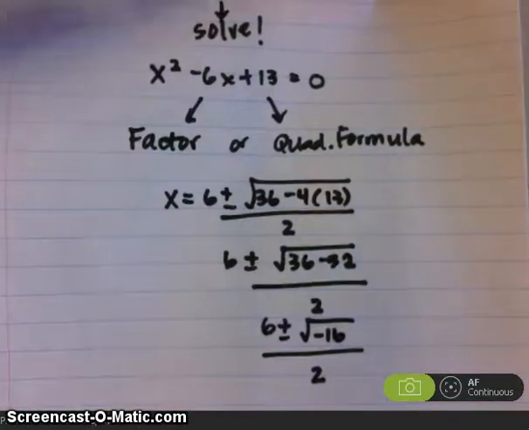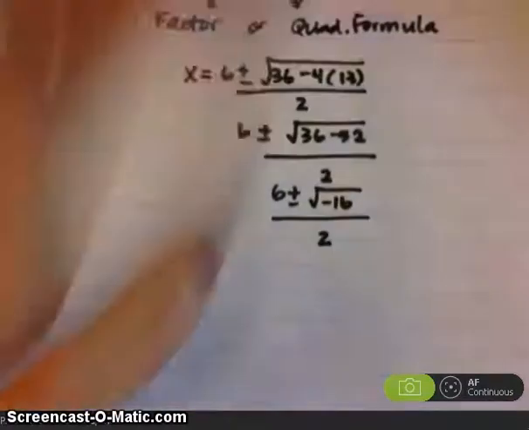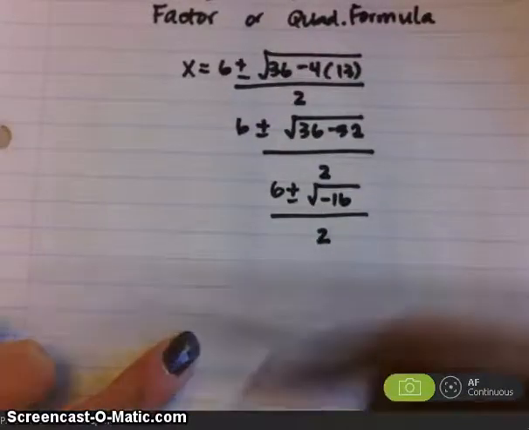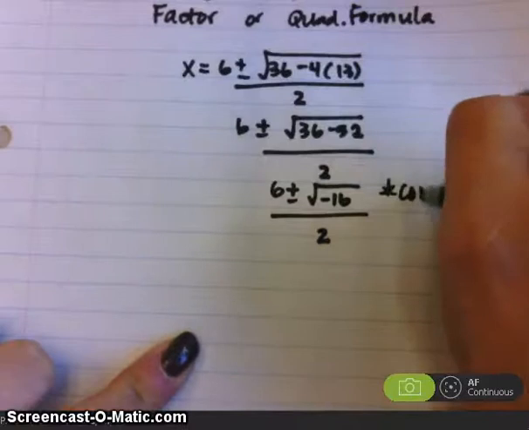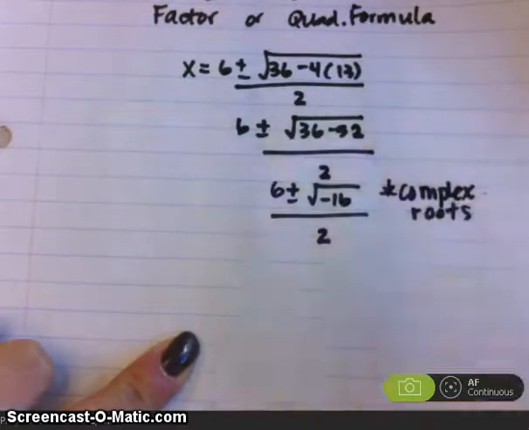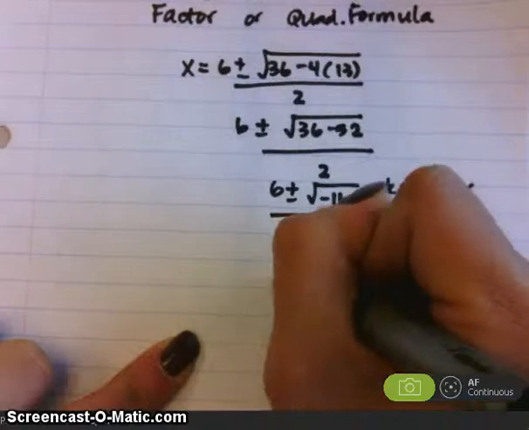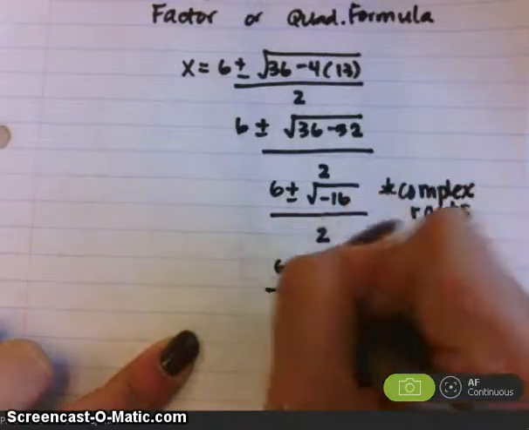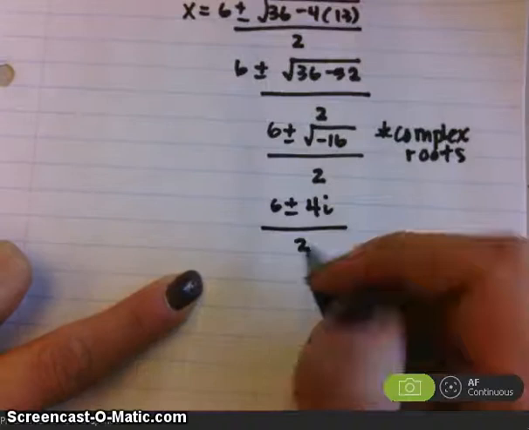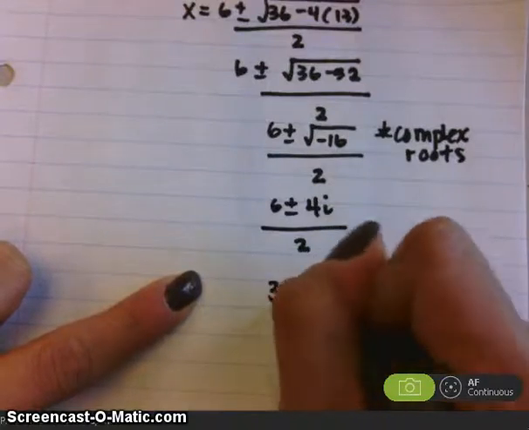And going down to simplify this even more, at the moment I know I've got a negative inside of my square root, so that means that I'm going to have complex roots, which matches up to what the directions asked us to do, find the complex roots. The square root of negative 16 is equivalent to 4i, and then if everything's divisible by 2, then I can go ahead and do that.